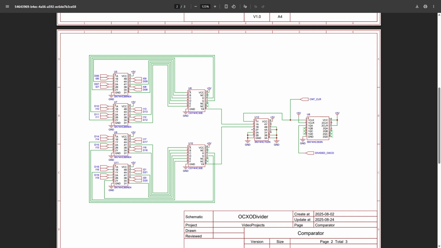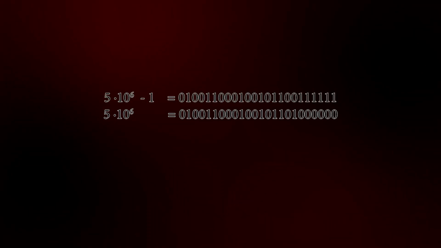One other thing, this circuit is supposed to compare the OCXO's counter to the binary number 5 million, but 5 million needs 22 bits to be written. Therefore, we cannot compare this number using only a 16-bit comparator, right? Okay, let's write 5 million in binary. Now, imagine the previous number, let's write it too.